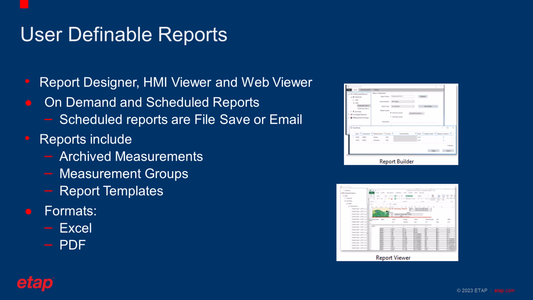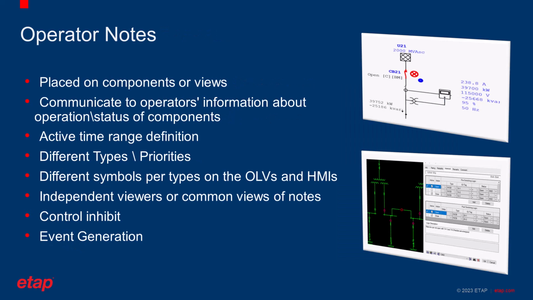One of the formats is the Excel view, and another is the PDF view, so files can be exported and saved as required. Another application that is worth mentioning is the operator nodes. The operator nodes allow the operators to place nodes on components or views directly on the one-line diagrams or HMIs in the system. It allows you to communicate to operators information about operation status and components across the different workstations as well as across different shifts.